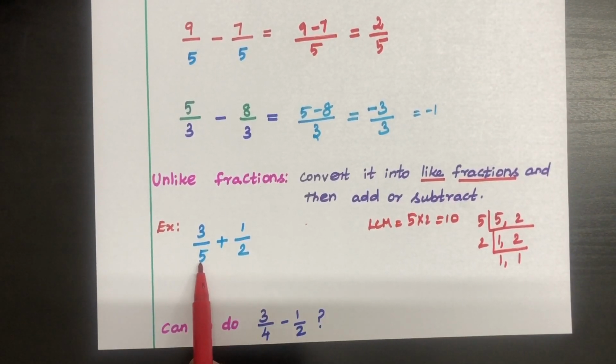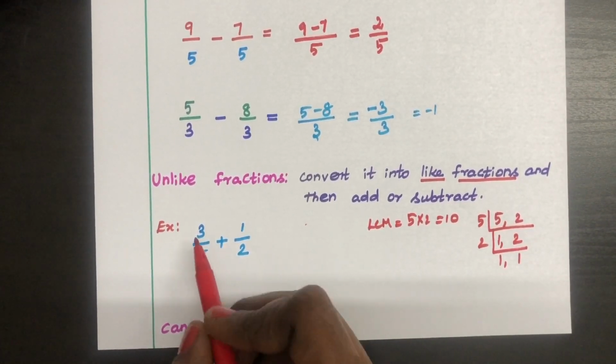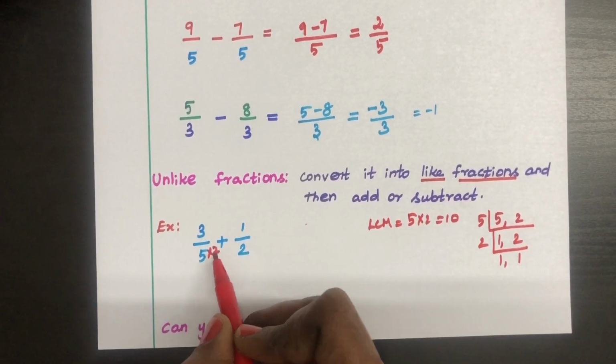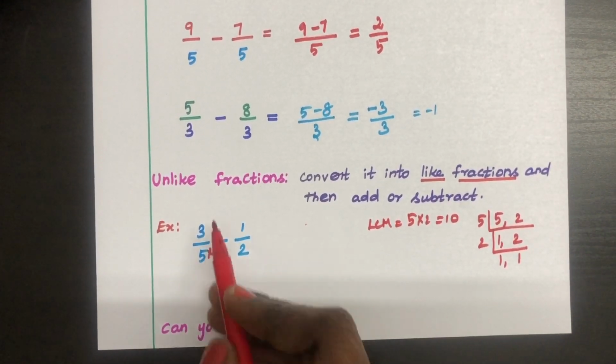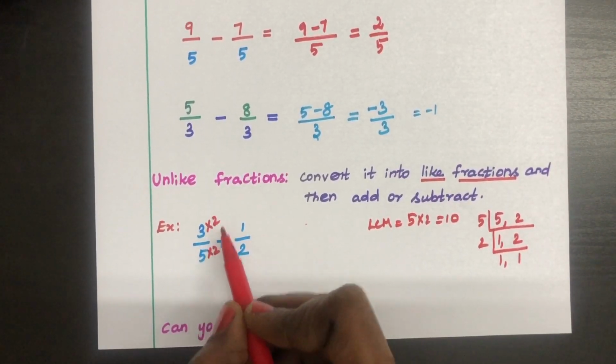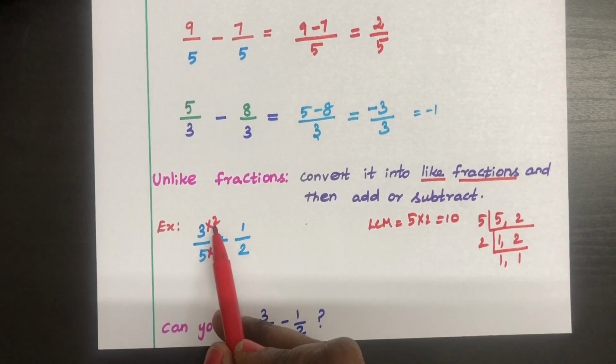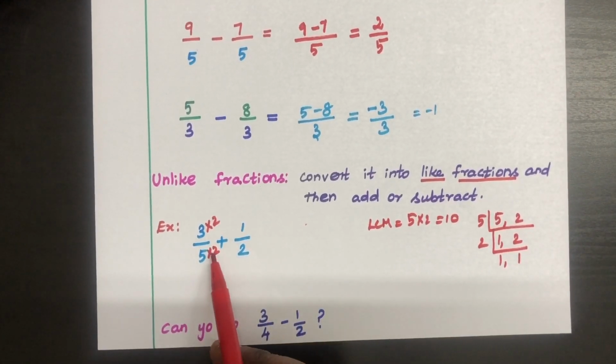To make this 5 as 10, what do we need to do? We need to multiply the denominator with 2. We cannot multiply anything with the denominator alone. So if you do it here, you must do it here also. So multiply the numerator and denominator by the same number.